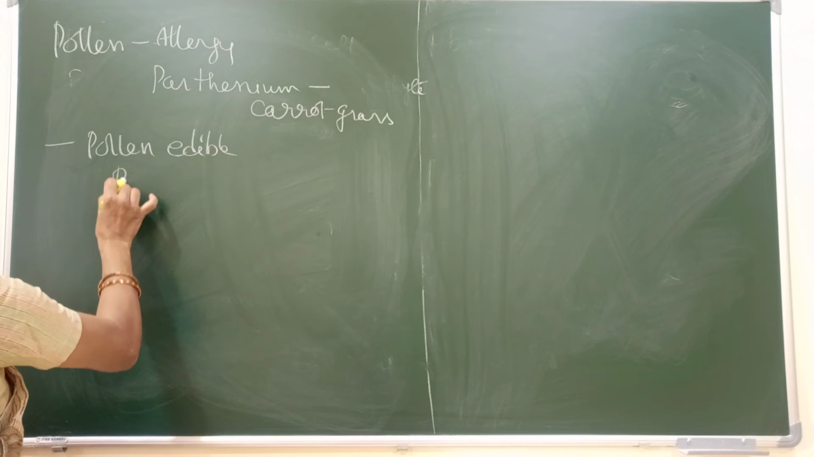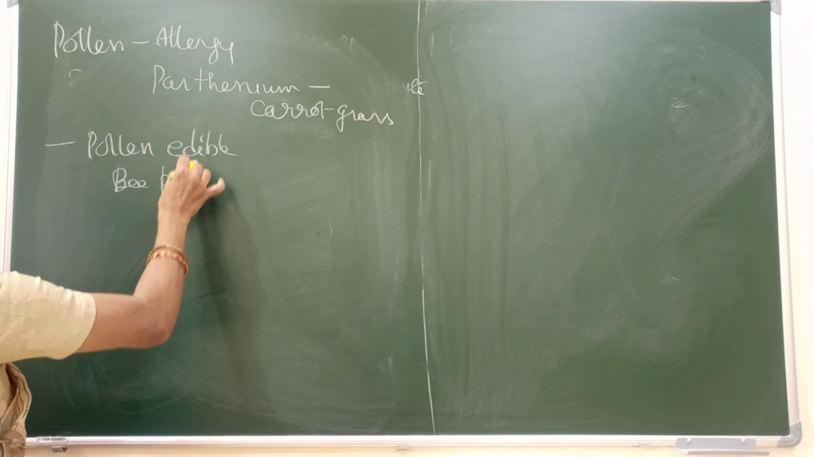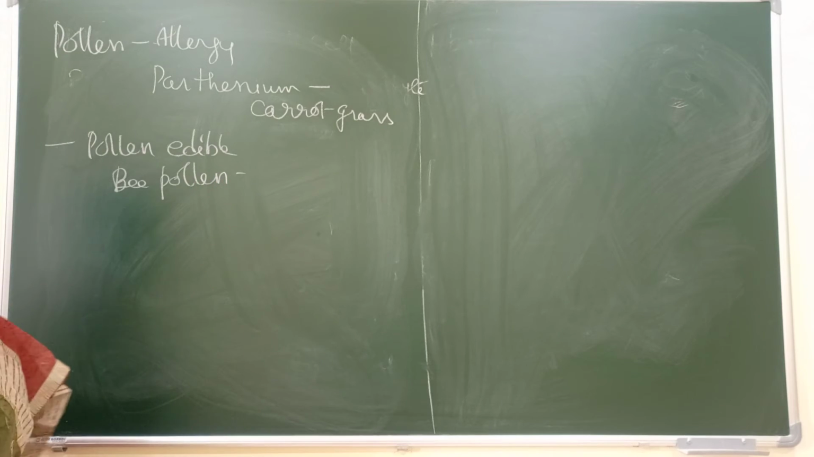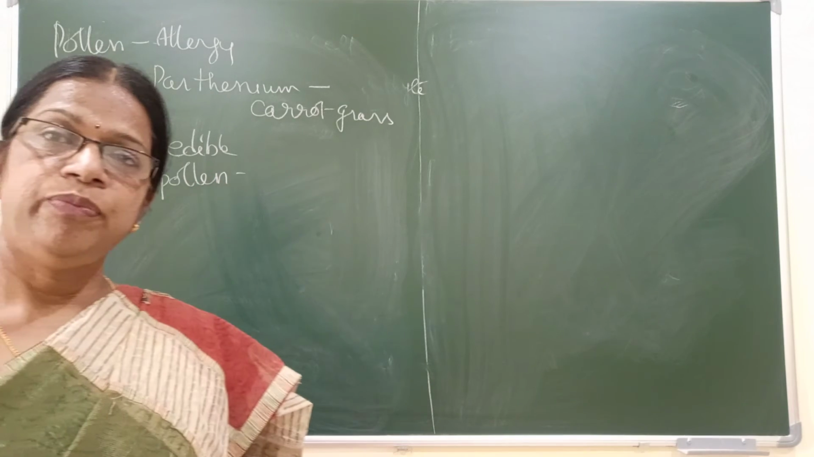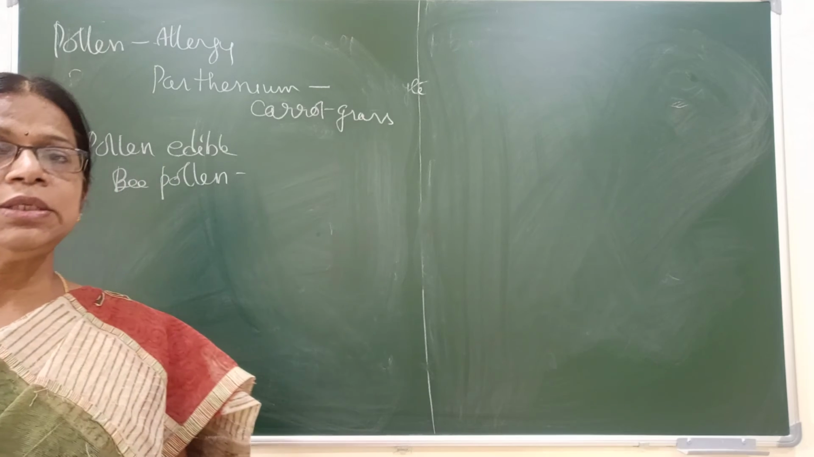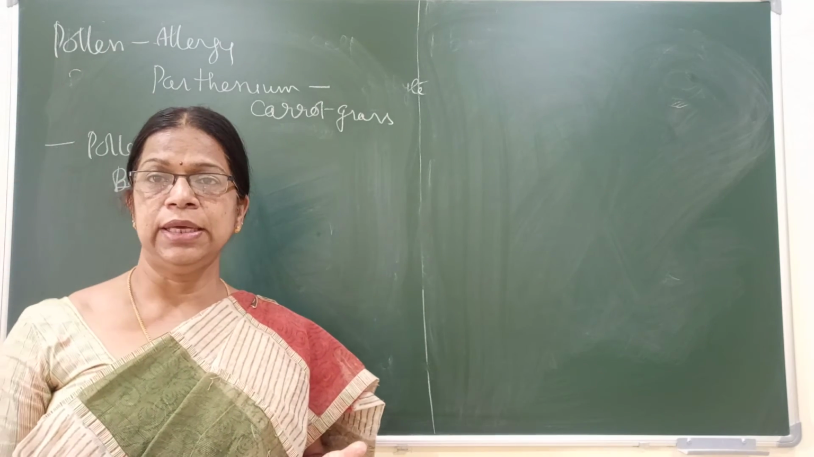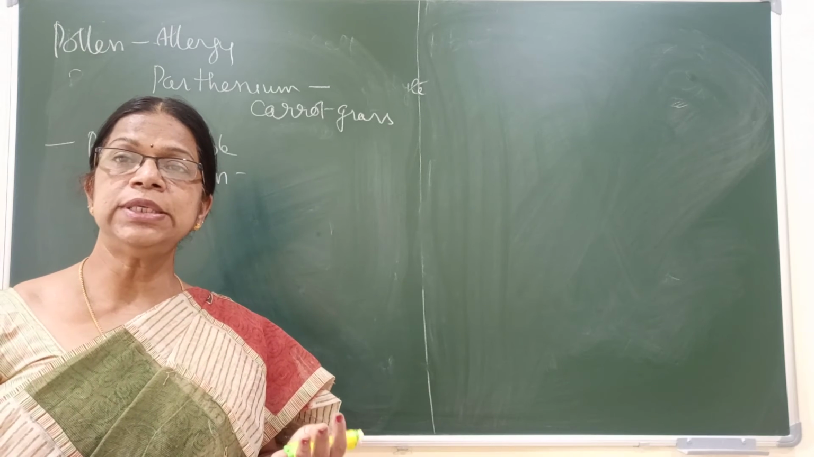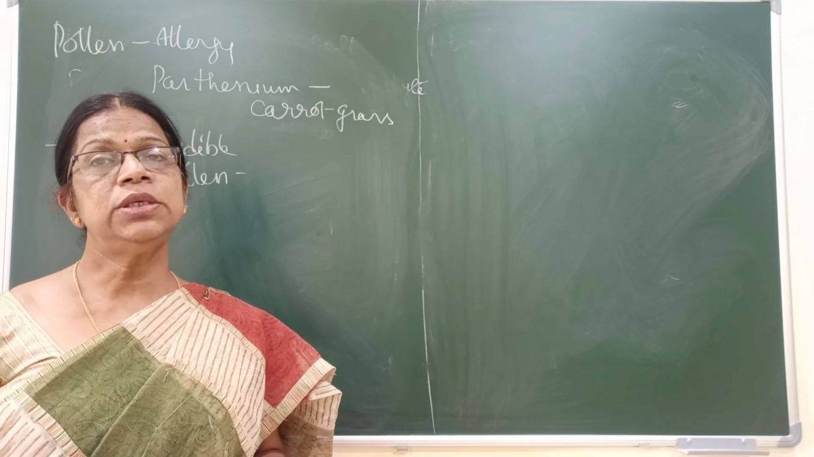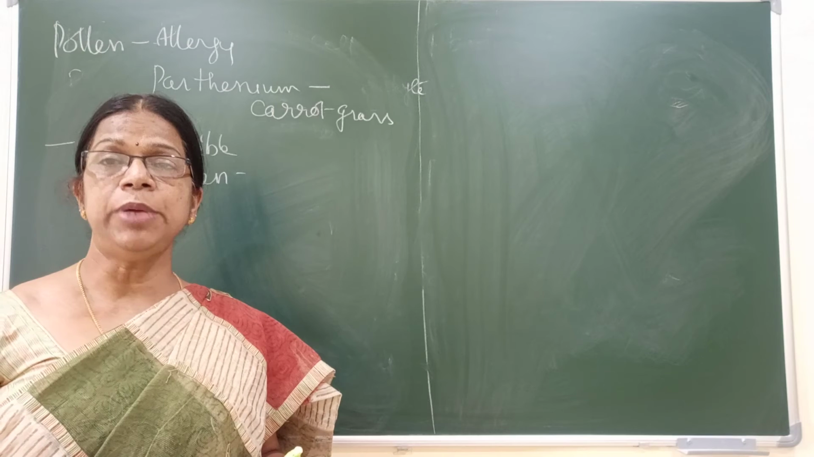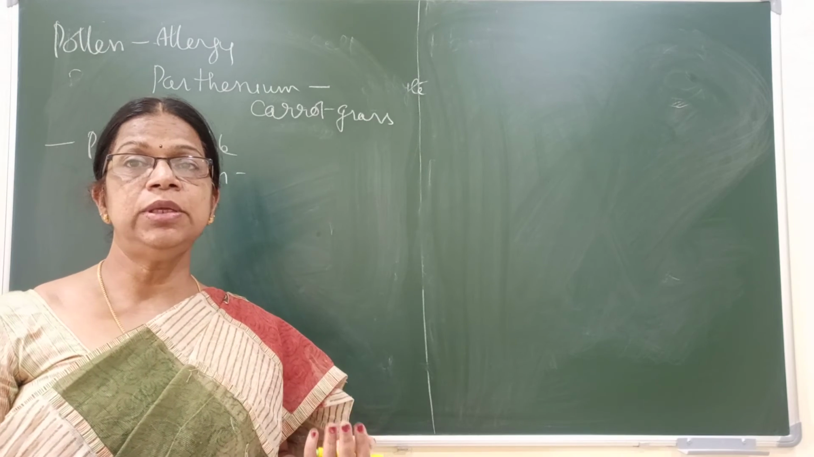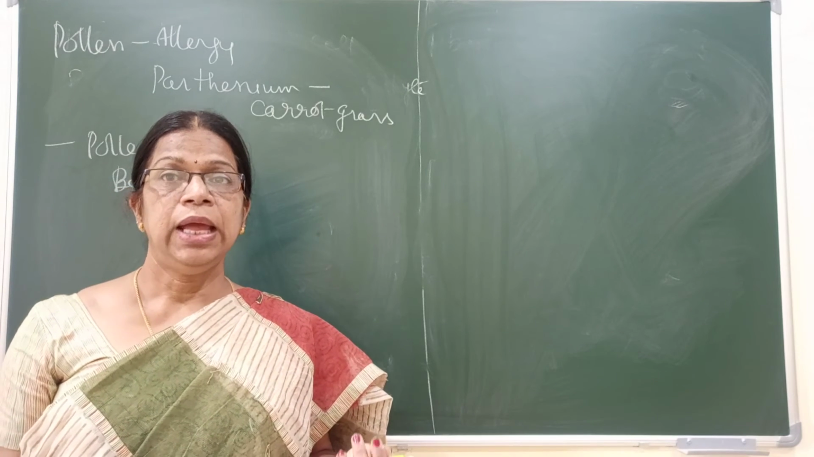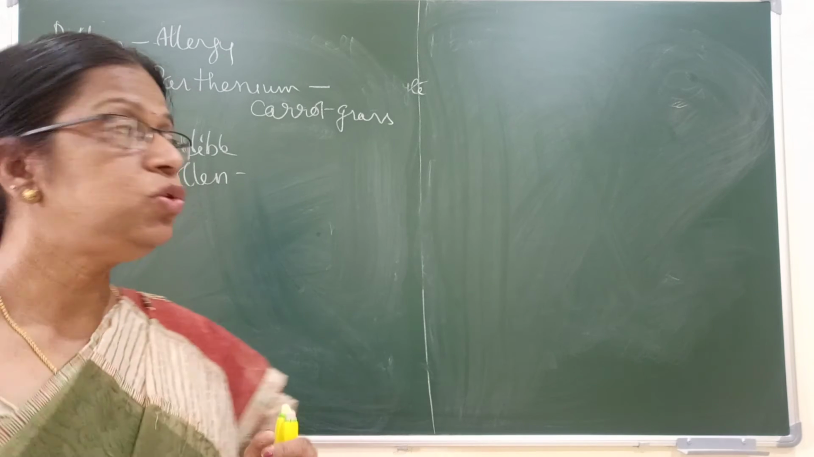Then some pollen are also edible, for example bee pollen. Bee pollen collected from the bee is edible, and it is available in the form of syrups, tablets or tonics. It is found to increase the efficiency of racehorses and also athletes. It is given as a protein supplement wherever muscle power is required. So these are the different uses of pollen.